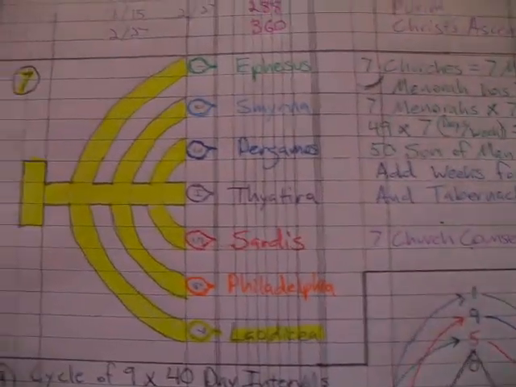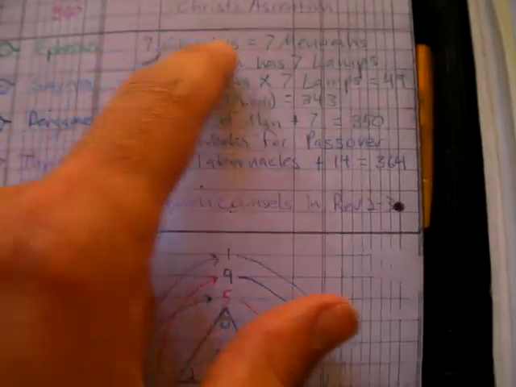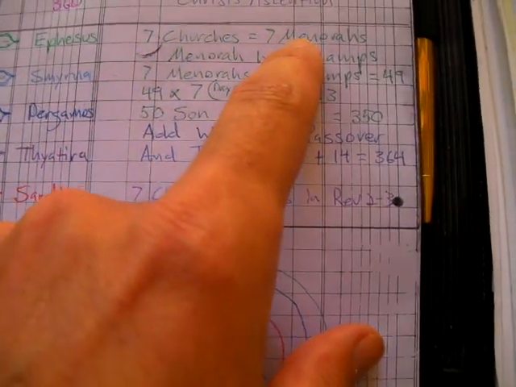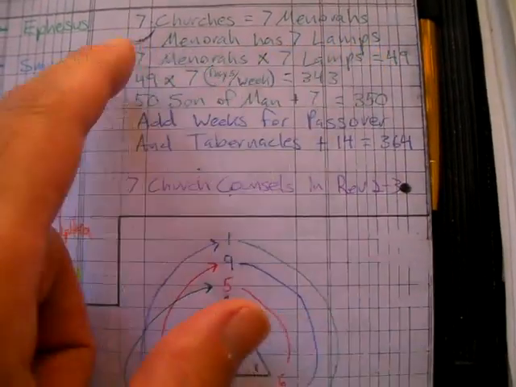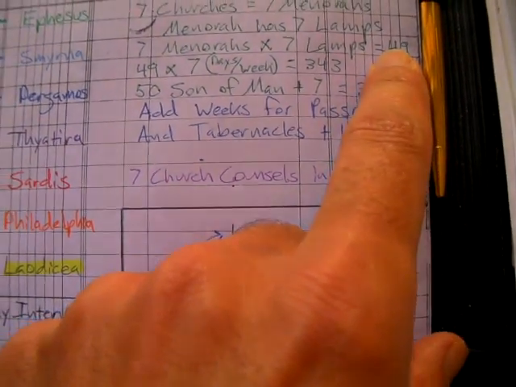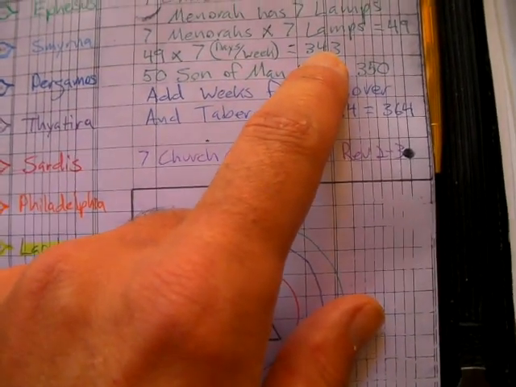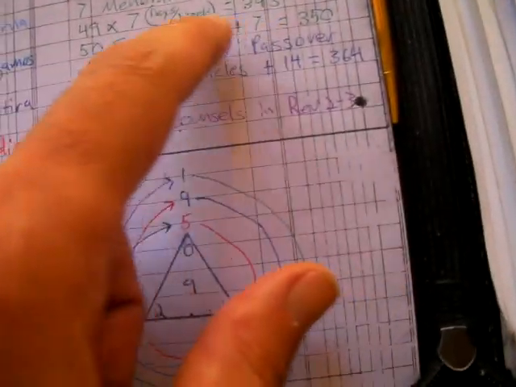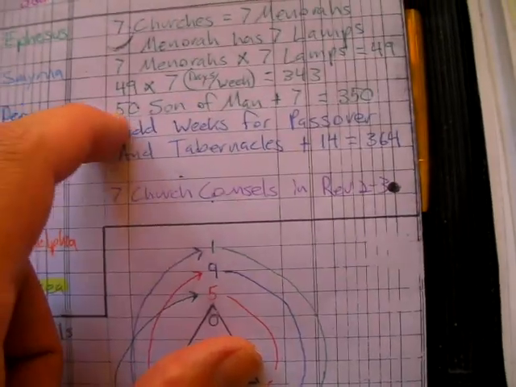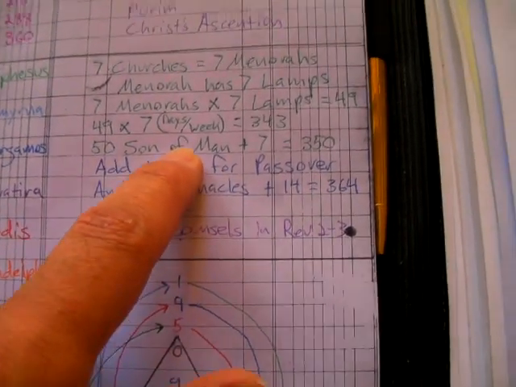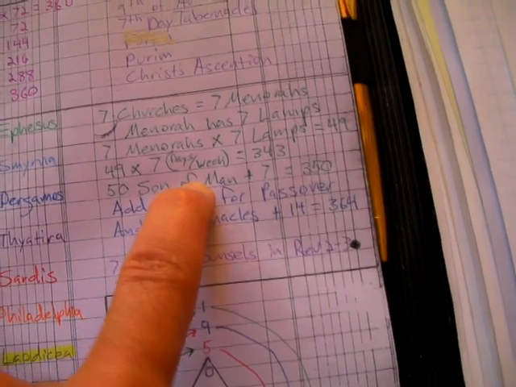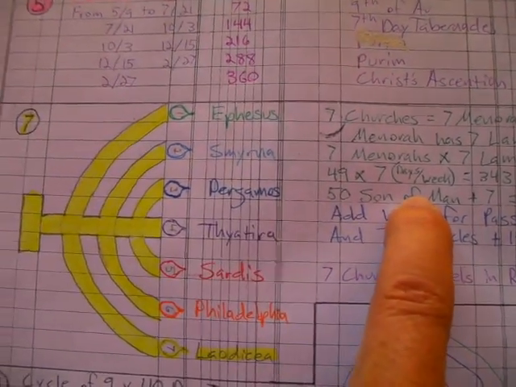Now, the way that we've applied it is we have 7 churches. Each church is a menorah. Each menorah has 7 lamps. So 7 times 7 is 49. Okay, if we take those 49 times 7, it's 343. All right, and if we add an additional 7, which is an additional week of Shavuot, we have 50. So this 50 is the Jubilee. 50 is the Son of Man. The Son of Man standing in the midst of the 7 golden candlesticks.